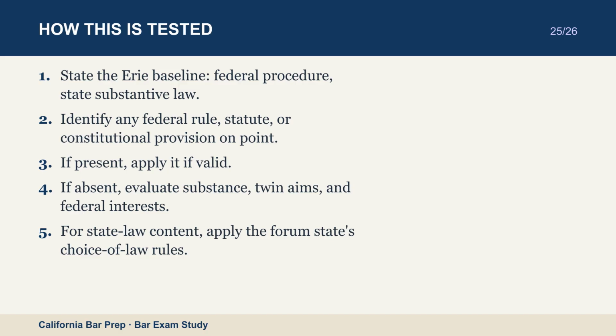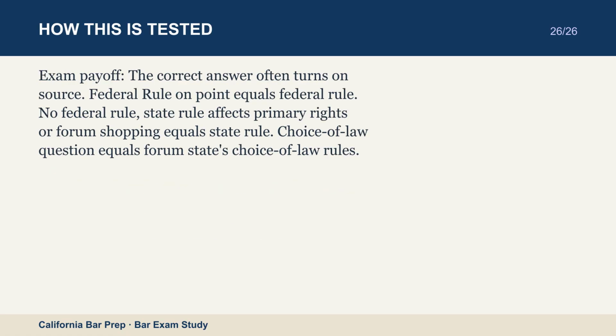Exam payoff: the correct answer often turns on source. Federal rule on point equals federal rule. No federal rule, and the state rule affects primary rights or forum shopping, equals state rule. Choice of law question equals forum state's choice of law rules.